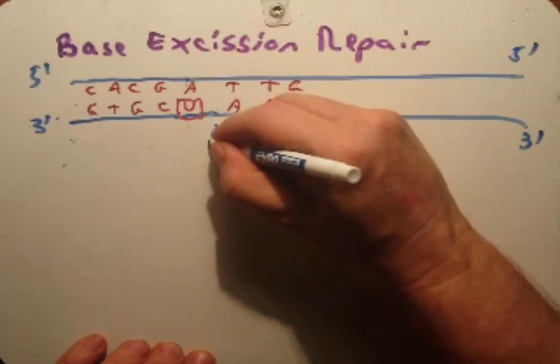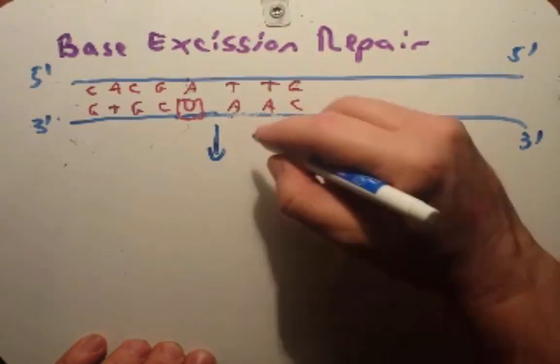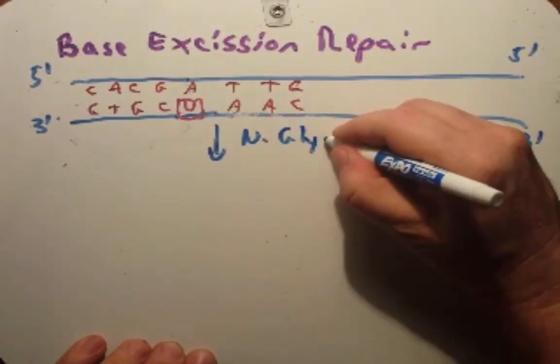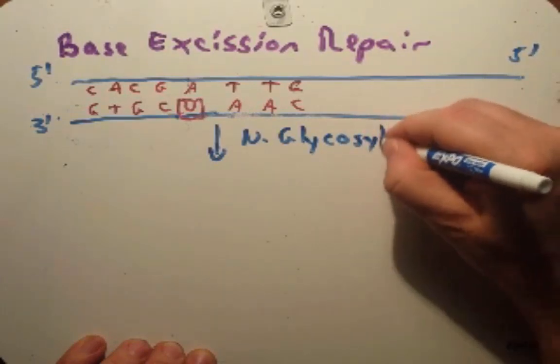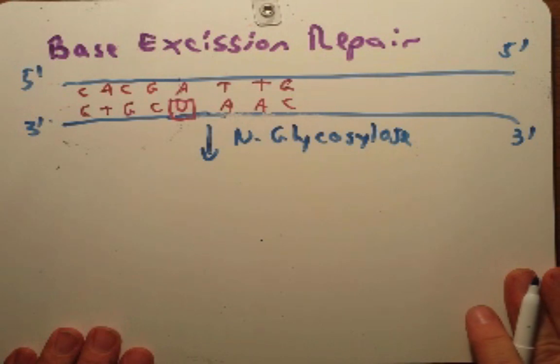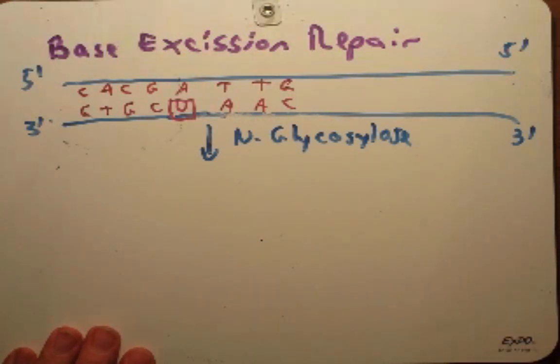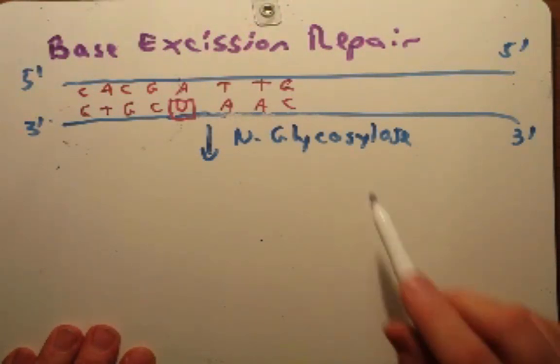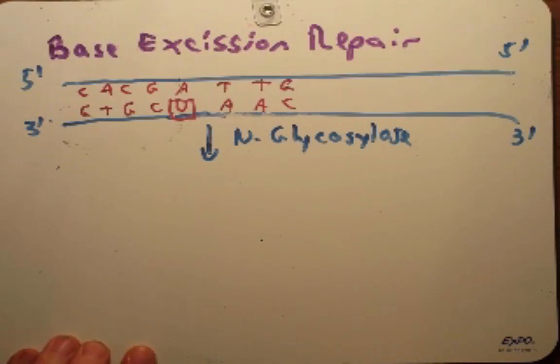So what happens is there's this enzyme called N-glycosylase. Now there are many kinds of N-glycosylases in the genomes of E. coli and eukaryotes, and each one will recognize a different mutation. For instance, this one, we're going to say, recognizes when there is a uracil in the DNA, and we know uracil is not in DNA, so it needs to be removed.